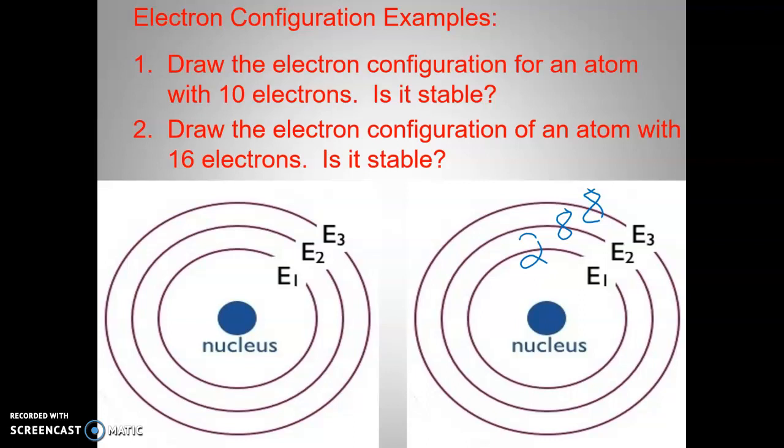So for Lewis dot structures, our focus is only going to be on the outer valence electrons, whether that's the first energy level, second, or the third. We're only going to look at the ones that are in the outermost ring.